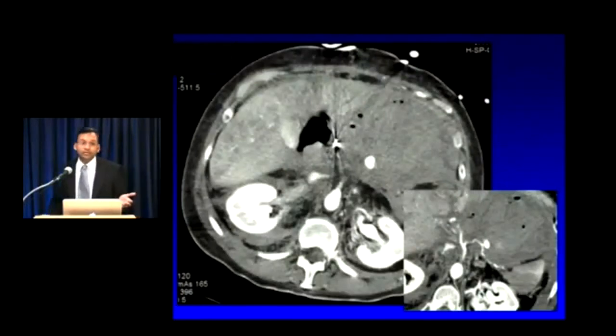This is what you want to avoid. This is about a 2-centimeter pseudoaneurysm. It's ruptured. There's large hemoperitoneum, huge hematoma in the left anterior abdomen. This patient was hemodynamically unstable, ended up having a very rocky hospital course.